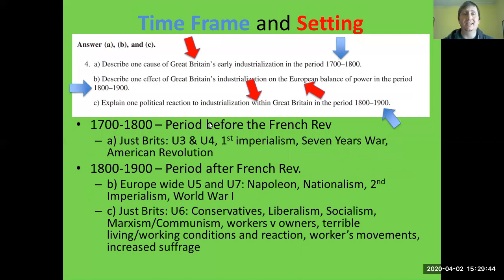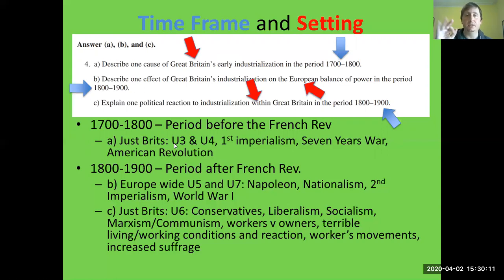The second one is the time frame. So in this case, like I said, this question shifts from the 1700s to the 1800s. So for this first question, we're talking 1700s. The setting also matters. Where you're talking about matters. So we're talking about 1700s Britain as far as causes for the early Industrial Revolution. So for us, we're talking just Britain.